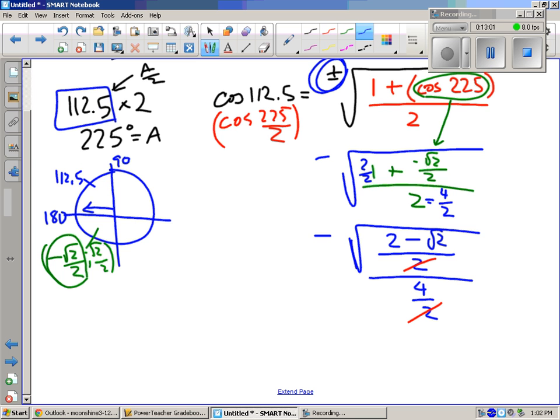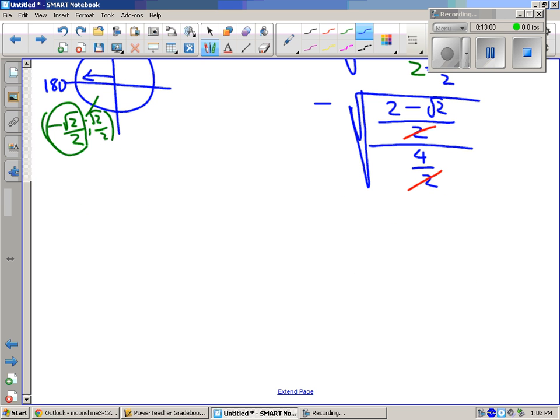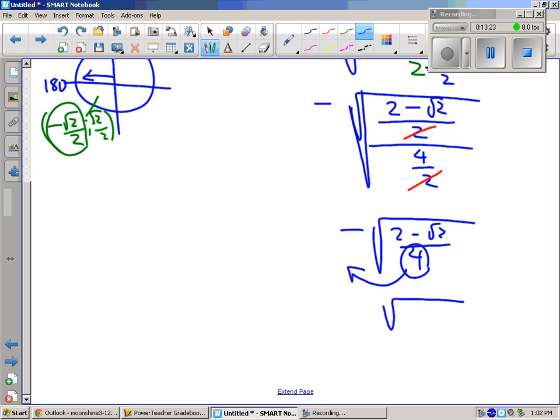Okay, I'm going to extend this down to make sure you know that all of that is under the radical. Okay, so I crossed off the 2s. So what I have left is 2 minus root 2 over 4, all under the radical. But the square root of 4 is a 2, so I can take that out. Well, I still have a negative here, and just have the top be under the radical, and then the 4 is still in the denominator, so we have to keep it down here. So that's what our answer is going to look like. Okay, that is the cosine of 112.5.